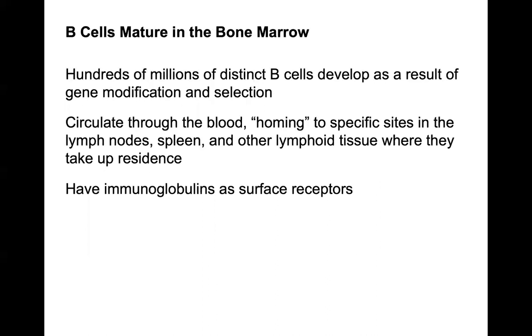B cells, on the other hand, you have hundreds of millions of distinct B cells that develop as a result of gene modification and selection. B cells circulate through the blood, homing to specific sites in the lymph nodes, spleen, and other lymphoid tissues, where they take up residence. B cells will have immunoglobulins as surface receptors. And again, their main job is to look for foreign antigens and produce antibodies if they should become activated.